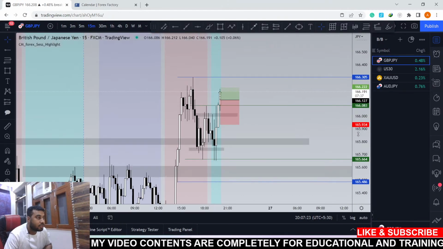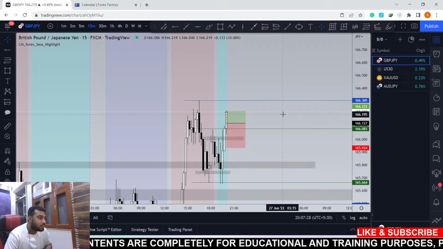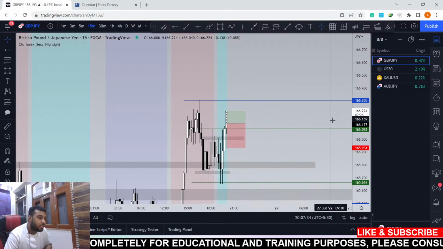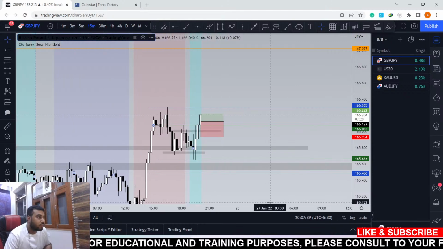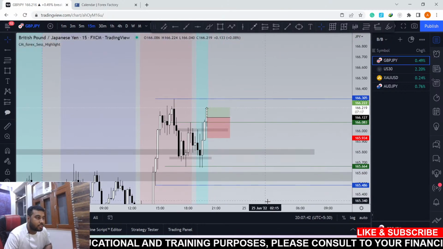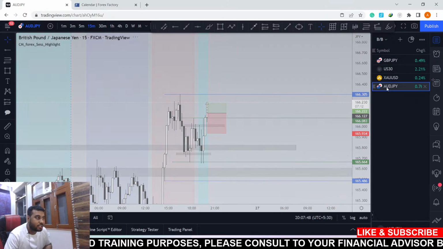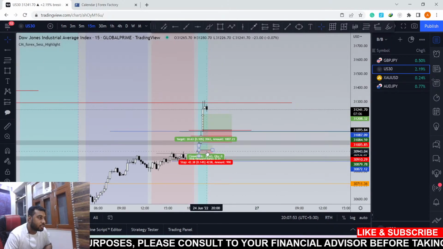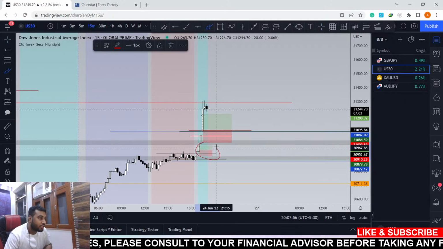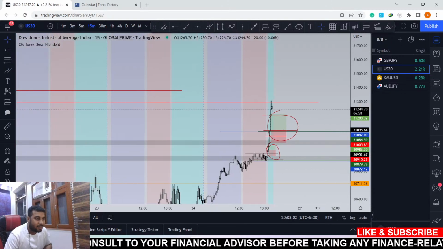Look at GJ. It's about to hit our take profit. So it has hit our take profit. These sort of things happen sometimes. I have just taken two trades and two losses. So that's why I did not take this EJ trade, I did not take this AJ trade, I did not take this US 30 trade. This US 30 trade wins. This wins. So today was not my day.